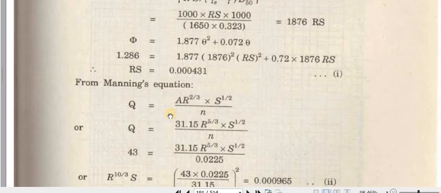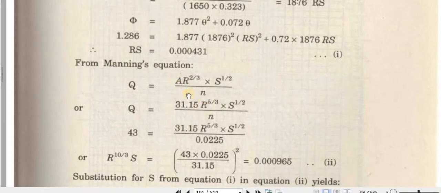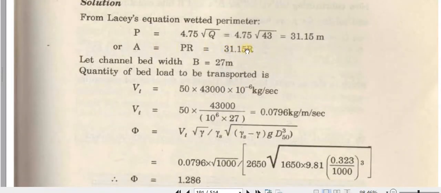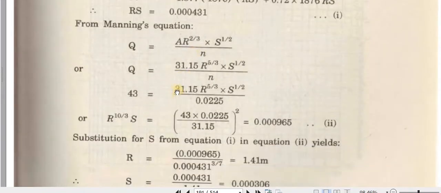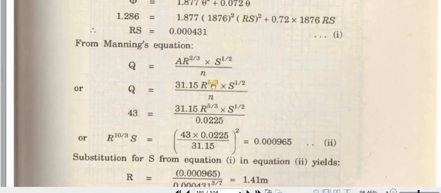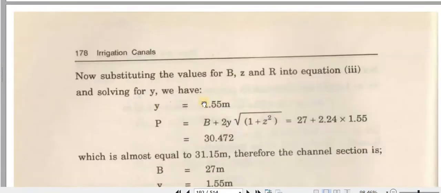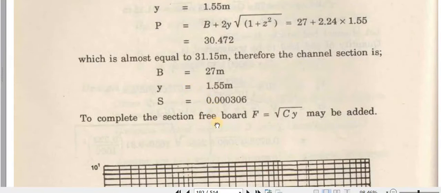Use Manning equation. You have A in terms of R and R to the 2 by 3, and we had A equal to 31.15. Put A here, R will be 5 by 3 into S to the 1 by 2. Here you will get another equation of R and S. Now we have two equations and two unknowns. Calculate R from here in terms of S, put it here, you can calculate S and R individually, and from all the other parameters you can calculate along with the freeboard.